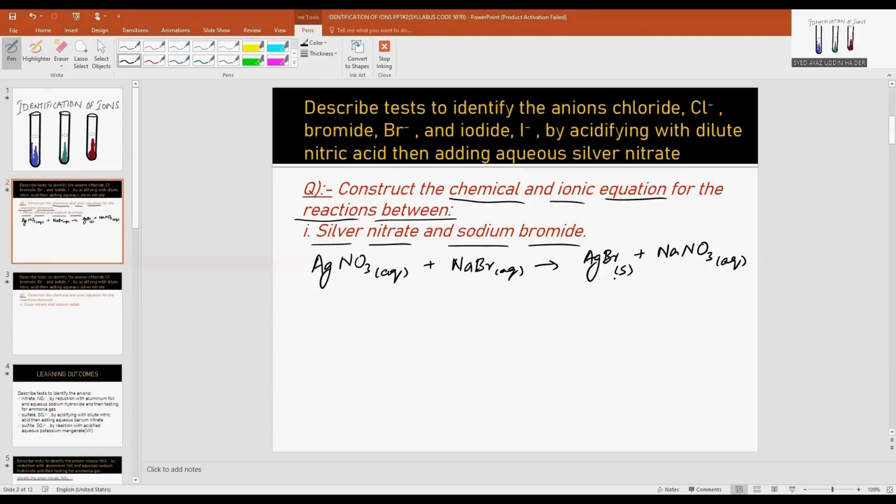So I will write ions of the compounds which are aqueous. It will be like this: Ag+, NO3-, Na+, Br-. I have to leave this one like this, AgBr. For your convenience, I will write the aqueous for all these. These are aqueous.